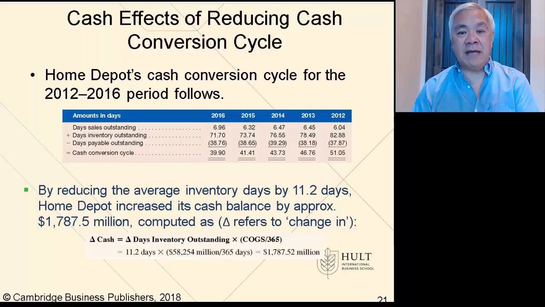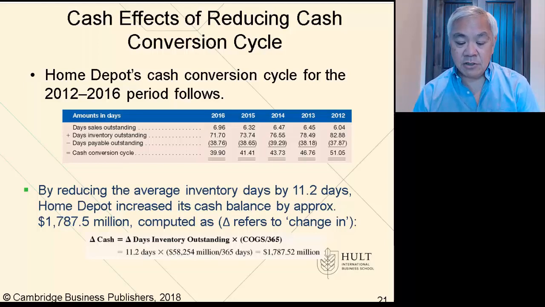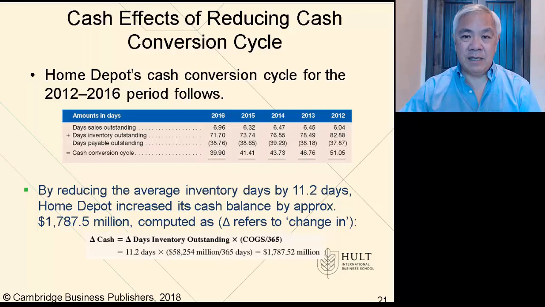We can quantify what's the value of that improvement. They took the average inventory days down by 11.2 days. Their cash balance is computed by change in cash equals the change in days inventory outstanding, that is the 11.2, times the cost of goods sold per day. And that yields $1.7 billion. By having less inventory around, it's saving Home Depot cash of $1.8 billion that they could not borrow or they could redeploy to other uses. 11 days doesn't seem like a big deal, but in a big company with large receivables, it is a big deal.